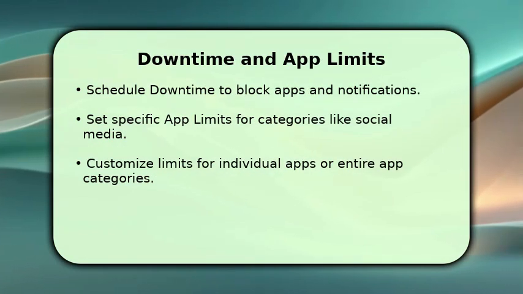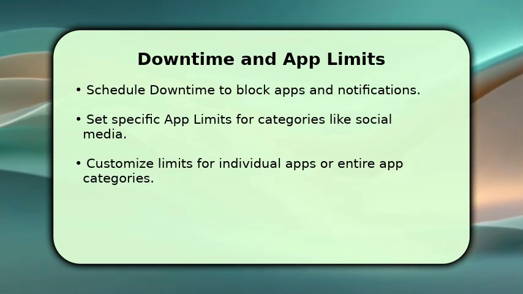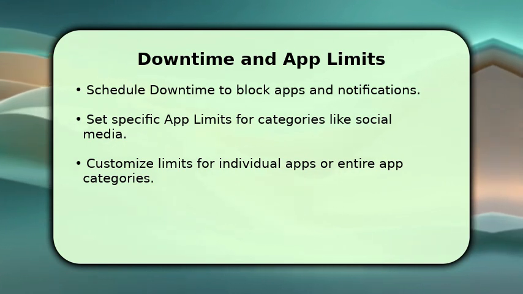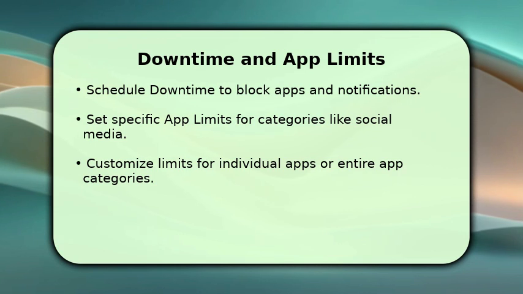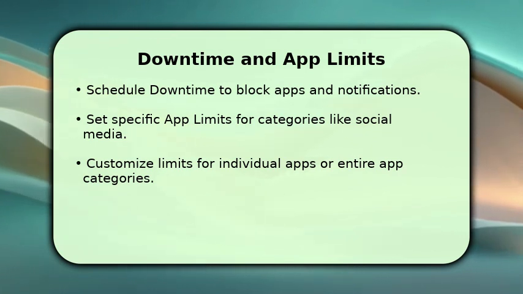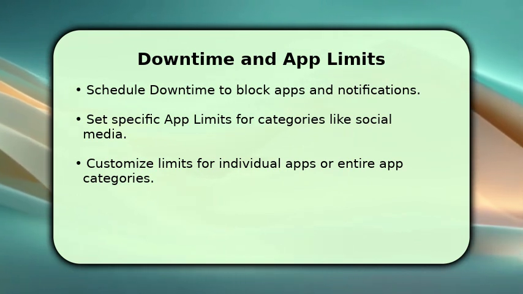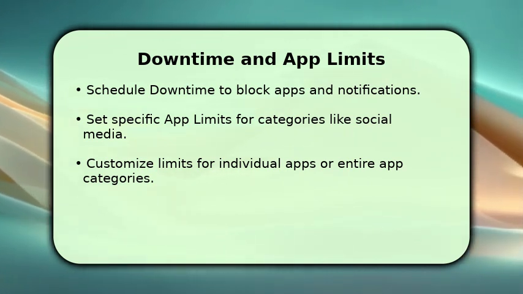Next, we'll configure downtime and app limits. Downtime allows you to schedule a period away from the screen, blocking most apps and notifications. You can set specific start and end times, for example, from 9 p.m. to 7 a.m. App limits let you set daily time limits for app categories, such as social networking or games.